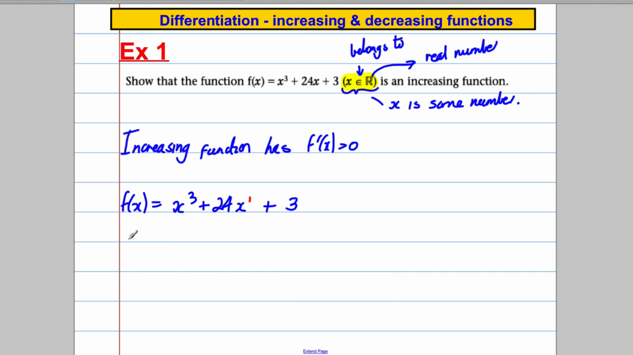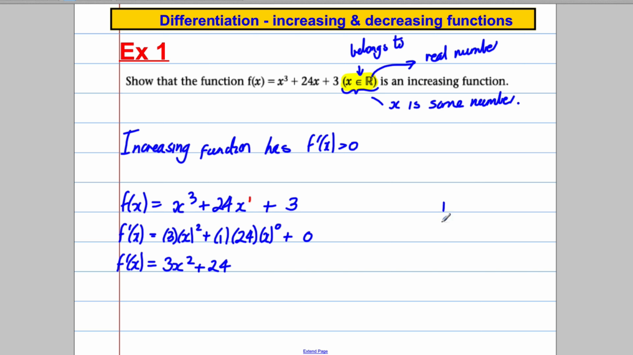So we could work out f dashed x. Let's work out f dashed x. So we're going to bring down the 3, keep the x, reduce the power, plus bring down the 1, keep the 24, keep the x, reduce the power, plus numbers differentiate to 0. So f dashed x with a bit of tidying up is going to equal 3x squared plus 24. Now, if we can show that f dashed x, the gradient function, is positive, we are showing that the curve has a gradient that's positive.